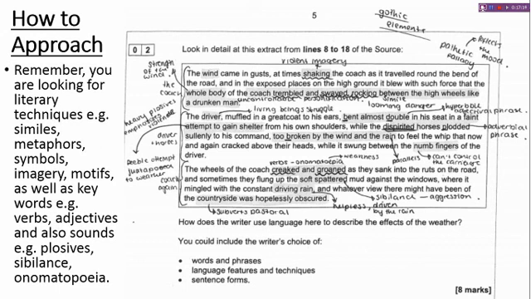It's also worth noting that for these questions, they do have bullet points, which are, I would argue, of questionable value to you. So it talks about you could include the writer's choice of words and phrases, language features and techniques, and sentence forms. Well, I think essentially that is what you would be doing anyway. So don't feel that you have to follow that in any slavish way at all. Just write the piece that you want to, as long as you're generally covering those things. Don't, for example, write a paragraph on each bullet point. That would be a very ineffective way of doing it.